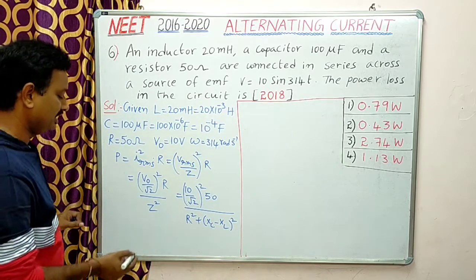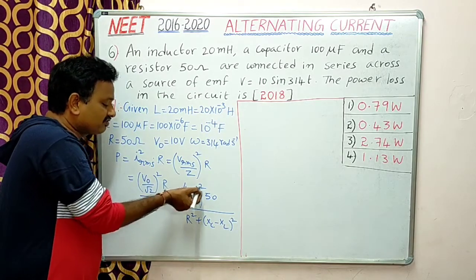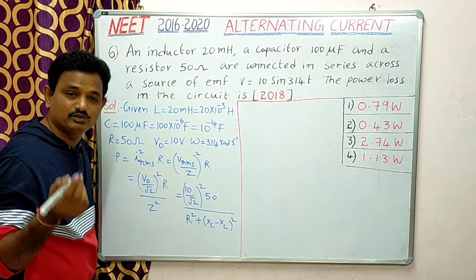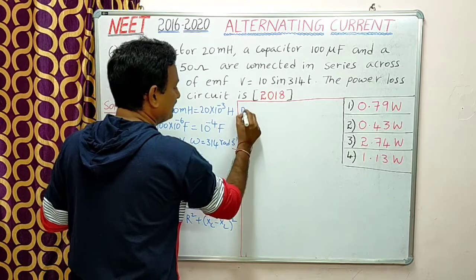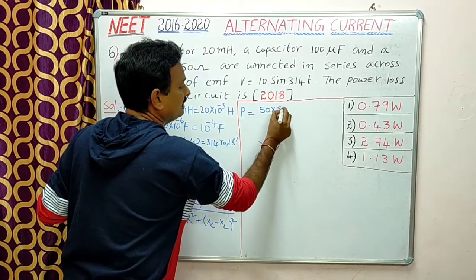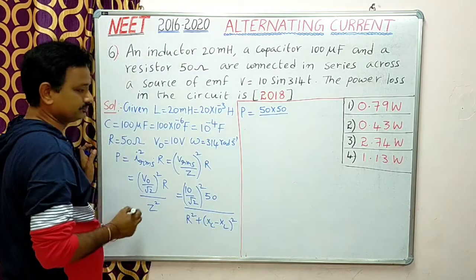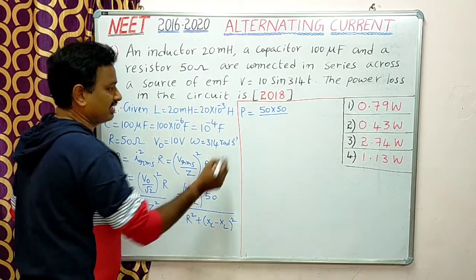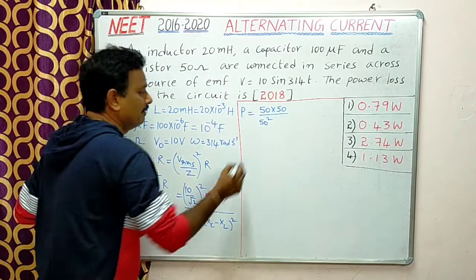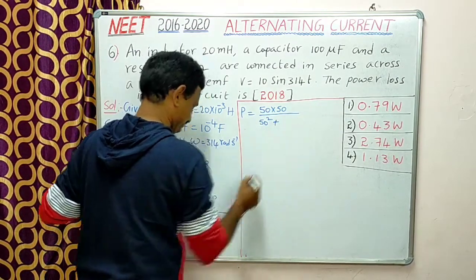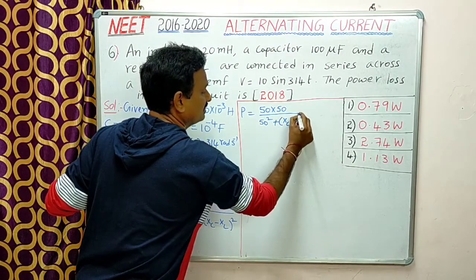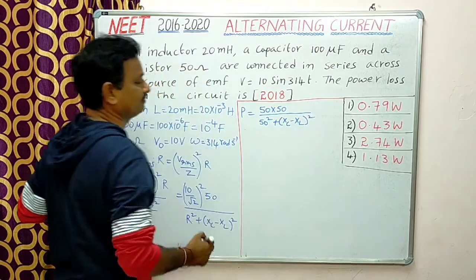Okay. So here 10 square means 100. Root 2 square means 2. So 100 by 2, 50. So you will get in the numerator 50 into 50 by R square. R square means 50 square. Okay. Plus X_C minus X_L whole square.